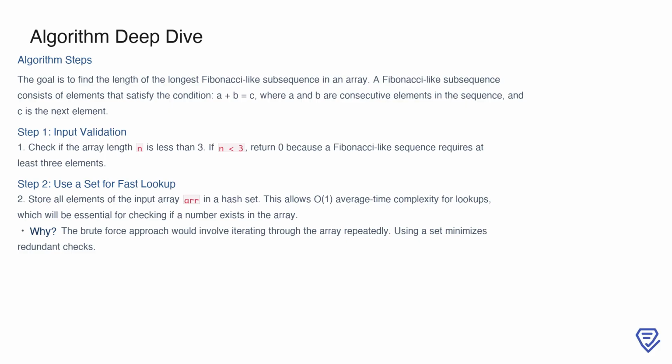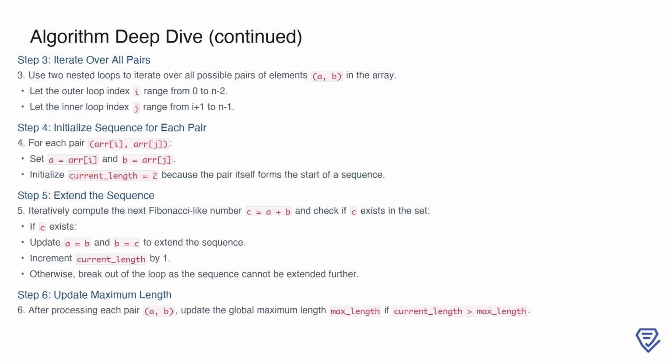Next, we use a hash set to store all the elements of the array. This allows for constant time membership checks, which are critical for efficiently verifying if specific numbers exist in the array. Without this optimization, we'd need to repeatedly iterate through the array, leading to unnecessary computational overhead. Now, we move on to iterating over all possible pairs of array elements. This is done using two nested loops, where the outer index runs from the first element to the second to last, and the inner index starts just after the outer index and runs to the end.